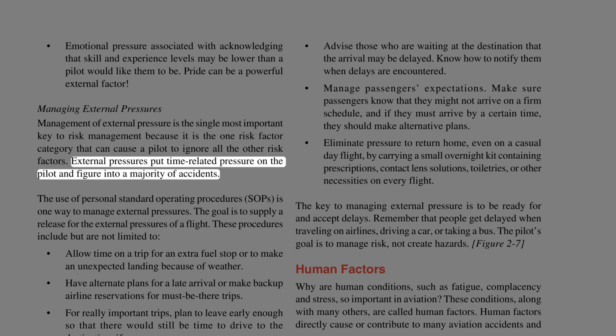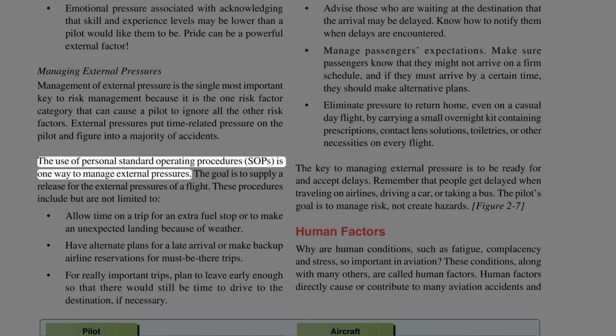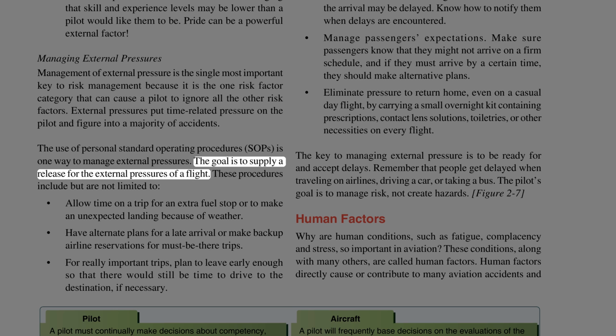External pressures put time-related pressure on the pilot and figure into a majority of accidents. The use of Personal Standard Operating Procedures (SOPs) is one way to manage external pressures. The goal is to supply a release for the external pressures of a flight.